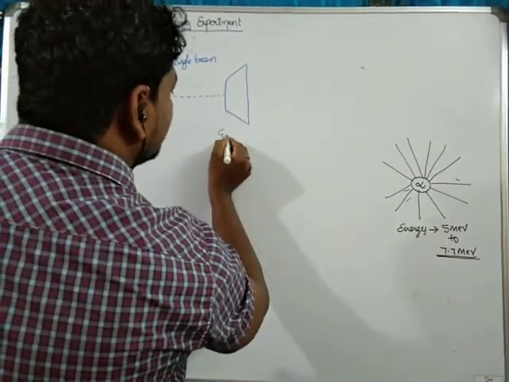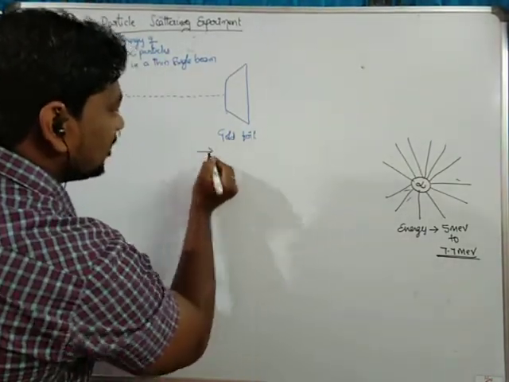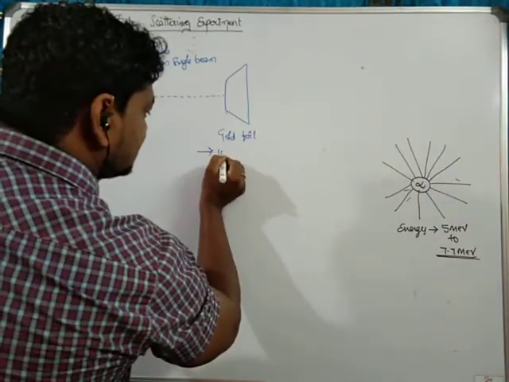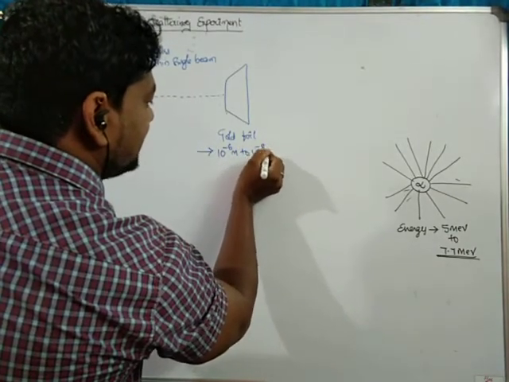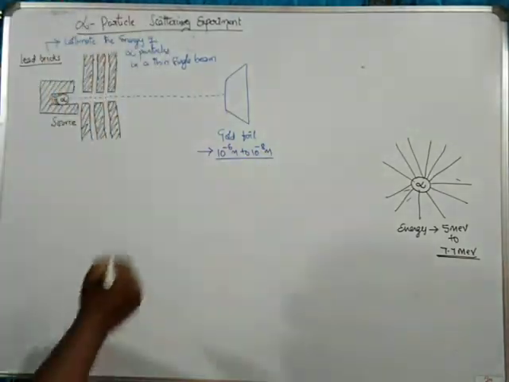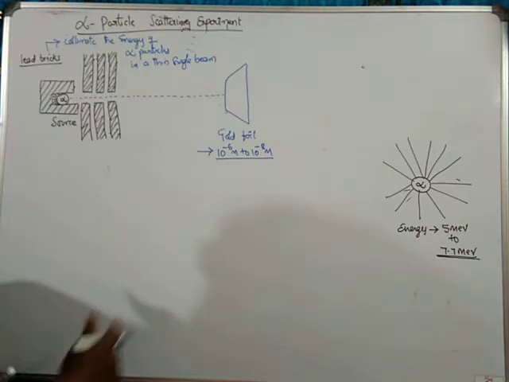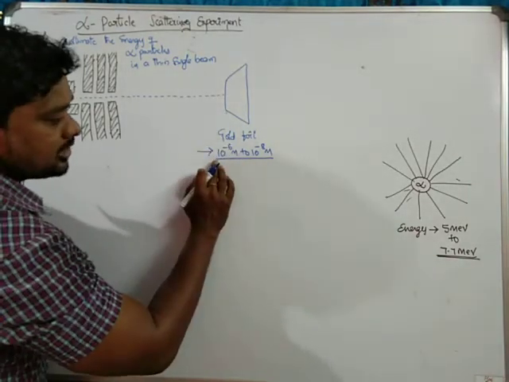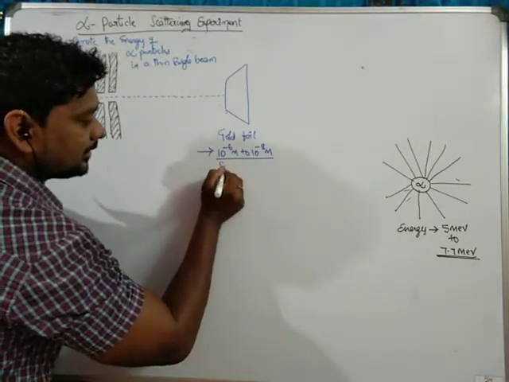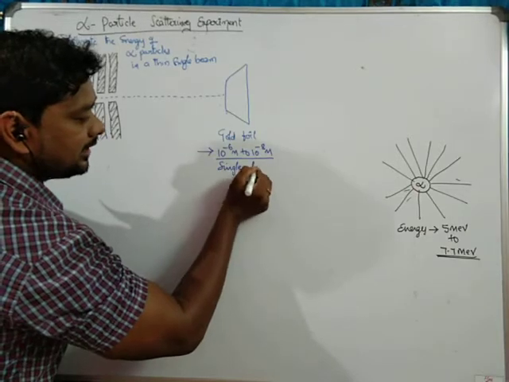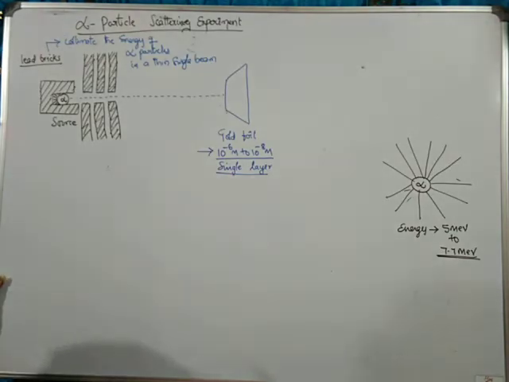We are considering one gold foil. The thickness of this gold foil we will consider as 10 to the power of minus 6 meters to 10 to the power of minus 8 meters. It has a chance of being split or stretched more, it has more elasticity. Whenever we consider the gold foil in the range of 10 to the power of minus 6 meters to 10 to the power of minus 8 meters, it has a single layer. So we don't have a chance of another layer for this gold. Okay, next.